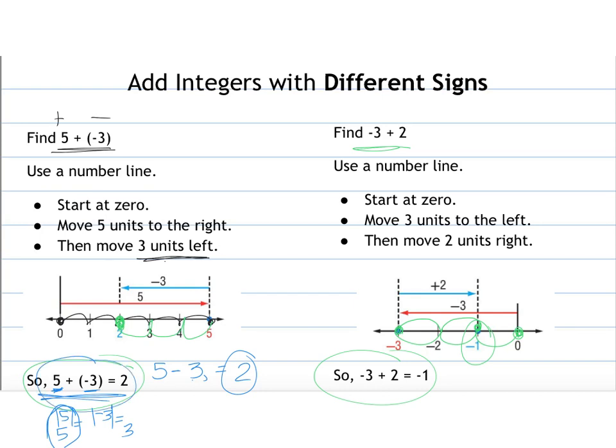If I look at this one, negative 3 plus 2, so drop the signs. I have 3 minus 2. I get 1. 3 is bigger than 2, and 3 is negative, so that's why it's negative 1.